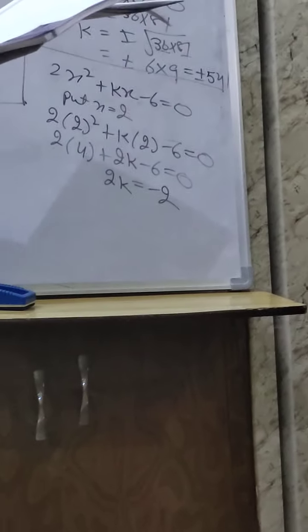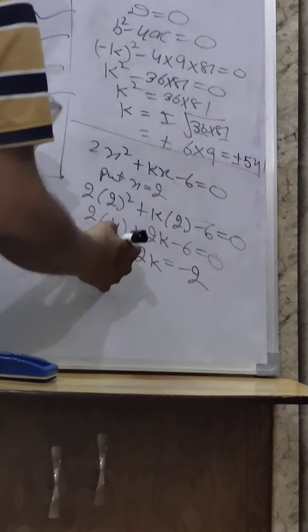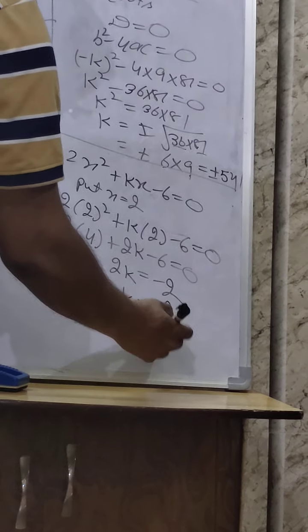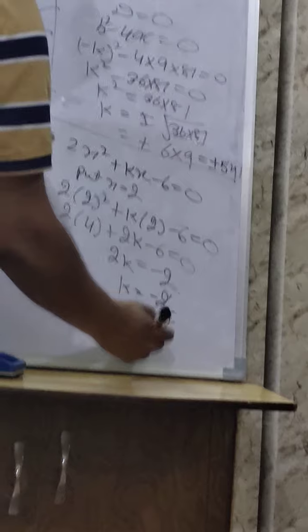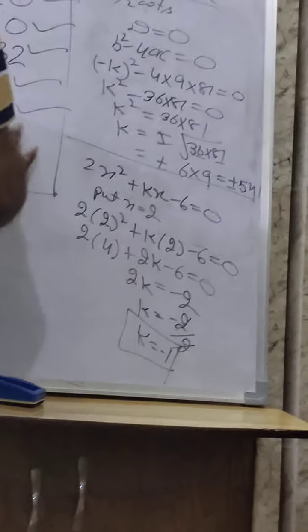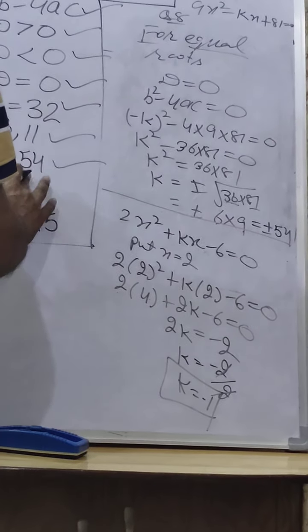One root of quadratic equation is 2. Find the value of k. So you see 2 fours are 8, 2k minus 6 equals 0. So 2k, 2 fours are 8 and 6, that side minus 2. So k is equal to minus 2 by 2. Then k is equal to minus 1 will come. So the ninth question answer is C part, its value is minus 1. Clear this?